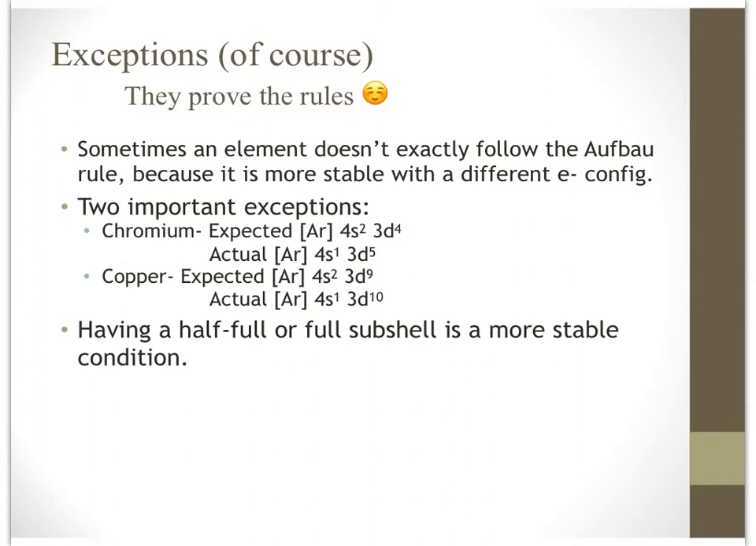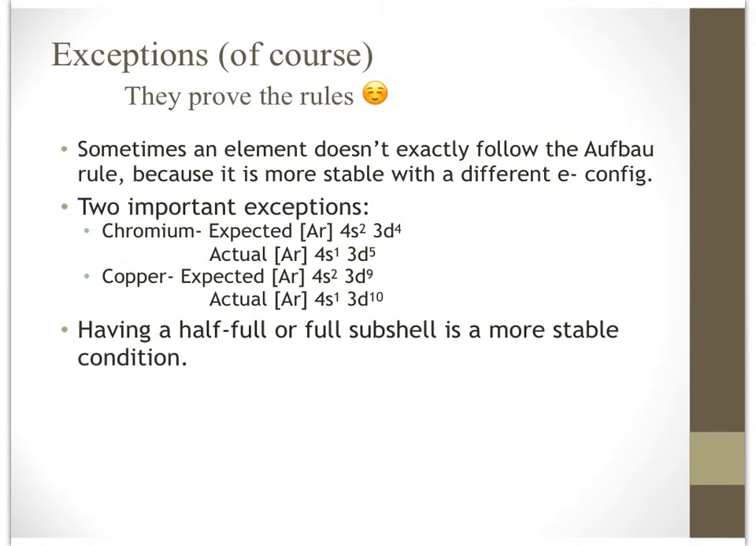So 2 exceptions that I want you to be familiar with are that of chromium and of copper. So chromium, we would expect, it has 24 electrons. So we would expect, if you were following the Aufbau rule, that it would have 2 in the 4s and 4 in the 3d. D orbitals can hold up to 10 electrons. And what we find is that actually chromium will bump up an electron into the d to make it half full. So it becomes, in reality, 4s1, 3d5.